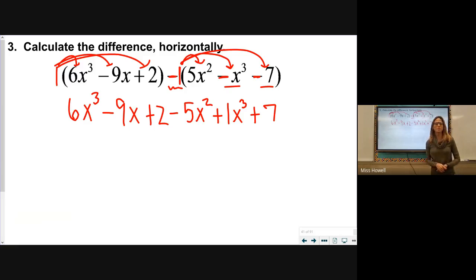And I promise these problems aren't that tricky, but the biggest place where I'll see mistakes is with our signs, when we have to distribute a -1. So be careful. All right, we want to combine our like terms in standard form order.